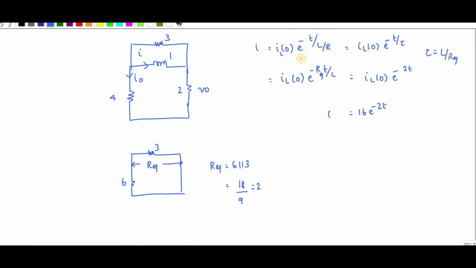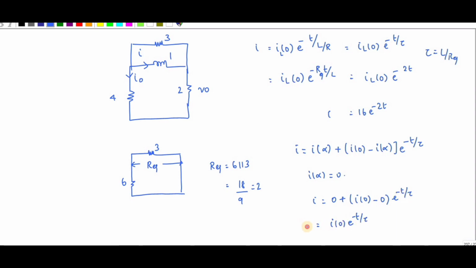So how this equation came: we know that I is equal to I of infinity plus I of 0 minus I of infinity into e power minus t divided by tau. Here I of infinity is 0 because there is no source, and I can't find the value of I of infinity, therefore it is 0. So I is equal to, substituting, 0 plus I of 0 minus 0 into e power minus t by tau. I can write it as I of 0 into e power minus t divided by tau. So this is how the equation came. So what is I? I is equal to 16 e power minus 2t.